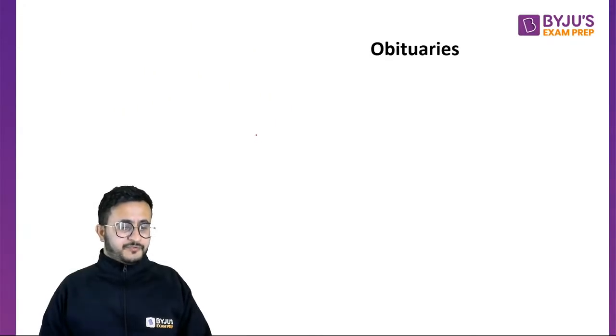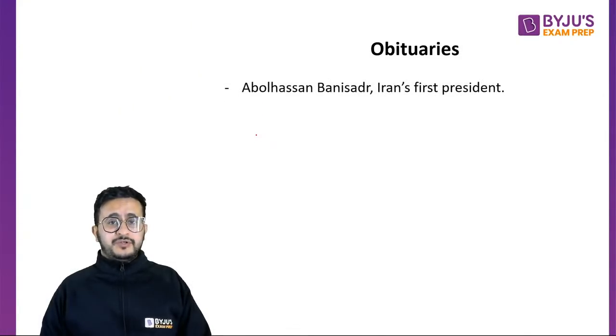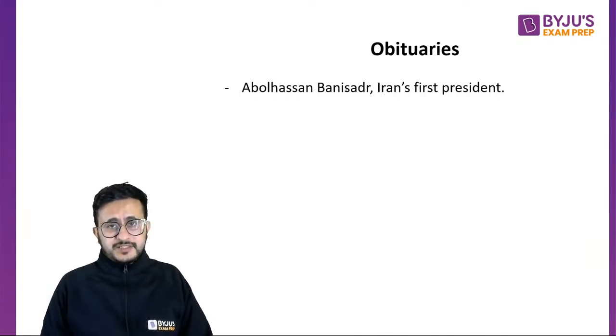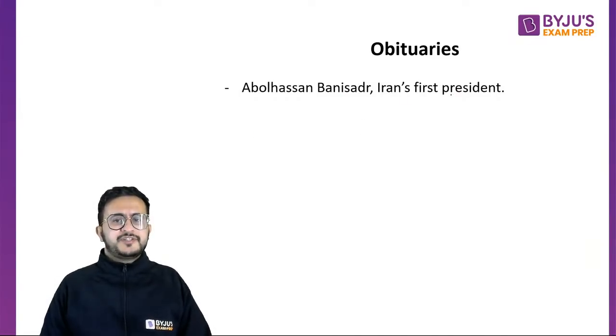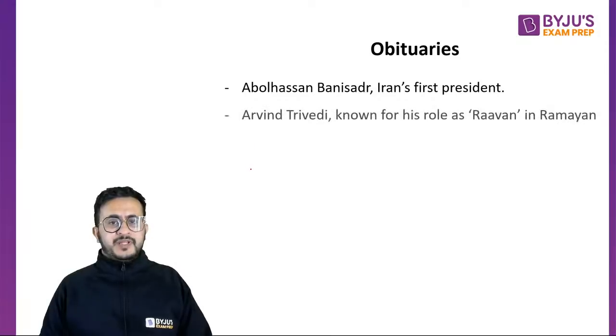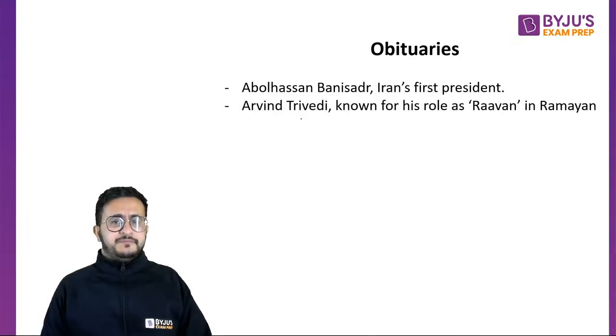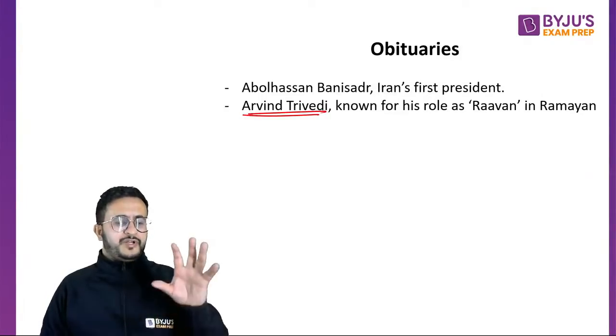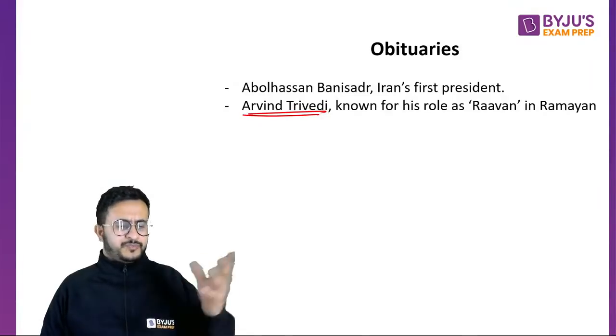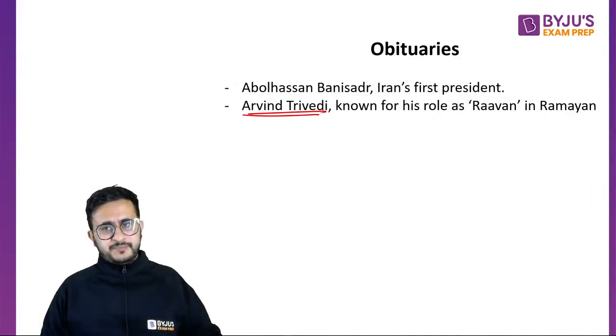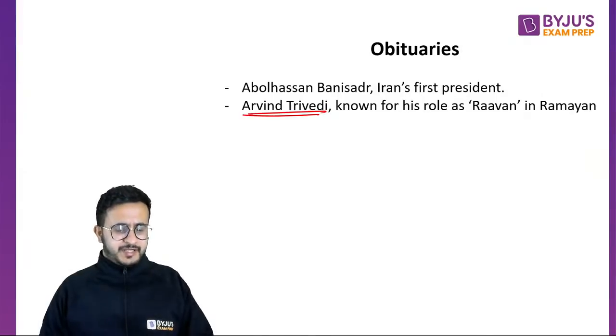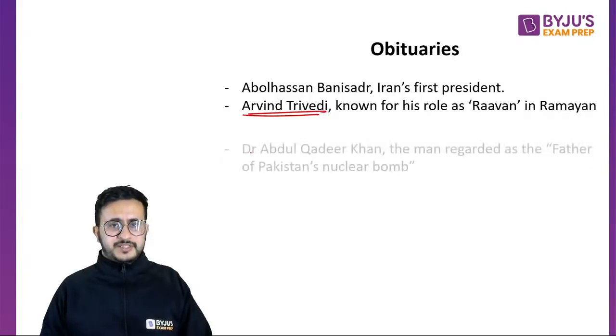Now let's look at some of the famous personalities that passed away recently. Abul Hassan Bani Sadr, Iran's first president, passed away. Then Arvind Trivedi, an actor who worked in several films. He was known for his role of Ravan in Ramayana. I'm sure you must have seen the serial, and you must have heard when he died, but maybe you might not be recalling his name.